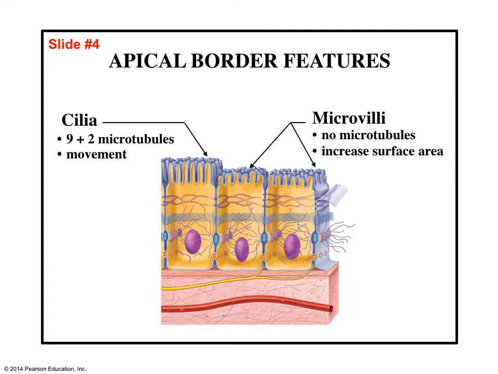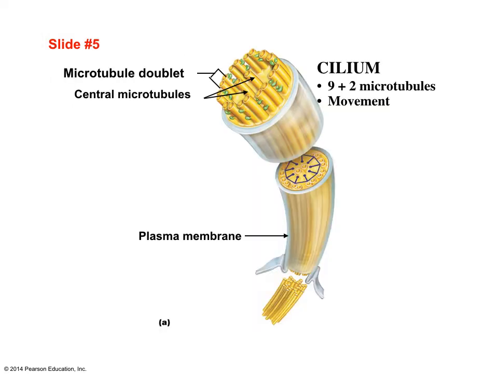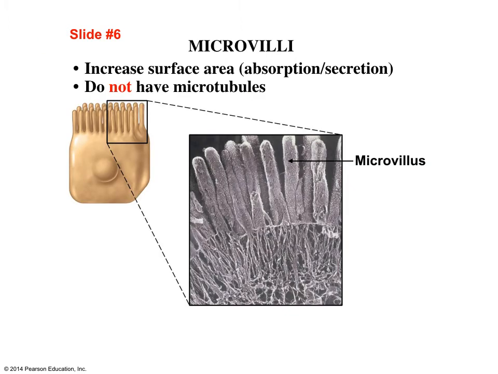Some apical border specializations include the movable cilia, which are composed of microtubules, or microvilli. Microvilli do not have microtubules, they simply increase surface area. This is a diagram of a cilium with its 9+2 arrangement of internal microtubules, and again, it works to move things along. Microvilli are simply extensions of the plasma membrane. They do not have microtubules, they simply increase surface area for absorption and secretion.